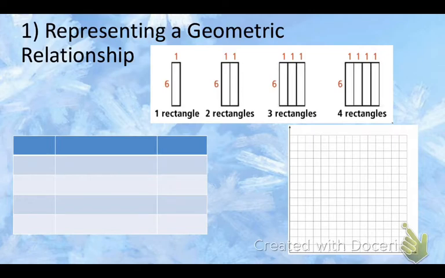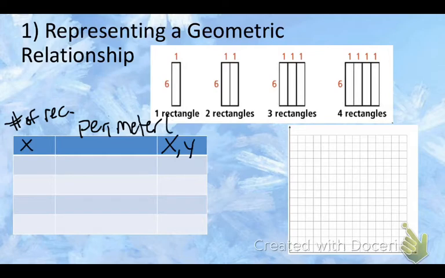I'm going to give myself some more space here and take a look at this. First, I want to represent this with a table. I am going to look at the number of rectangles, and that is going to be my x value. So x is my number of rectangles, and I'm going to abbreviate that, and then my perimeter is going to be found here. And then here is my ordered pair. So I've got my number of rectangles, how I can find the perimeter based on the number of rectangles, and then I can write that relationship as an ordered pair.